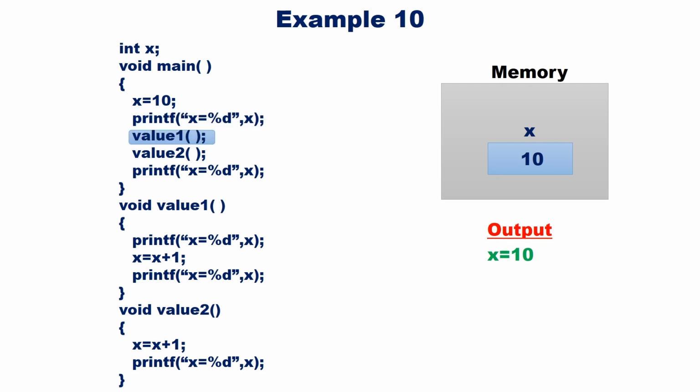Call to function value 1. Inside value 1, print x will get the output x equal to 10. x equal to x plus 1. The global variable x becomes 11. Print x will get the output x equal to 11. Goes back to main. Call to value 2. x equal to x plus 1. x now becomes 12. Print x equal to 12. Goes back to main. Print x equal to 12. Since x is declared as external variable, it is accessible to all the functions.